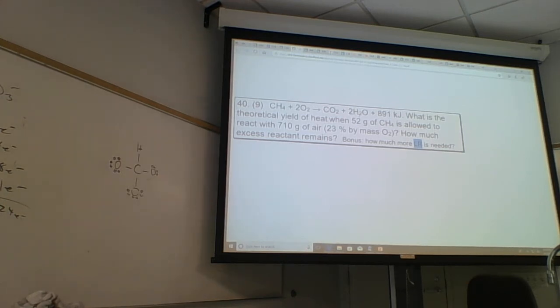You're saying we take 710 grams of air times 100 grams of air divided by 23 grams of oxygen. Is that what you said? Flip the oxygen in air? Yeah. Then yes, if we flip this, then you're right, because we have 23 grams of oxygen for every 100 grams of air. So if we have 710 grams of air, we can figure out how many grams of oxygen we have. And then we go from grams of oxygen to moles of oxygen, moles of oxygen to moles, to kilojoules.